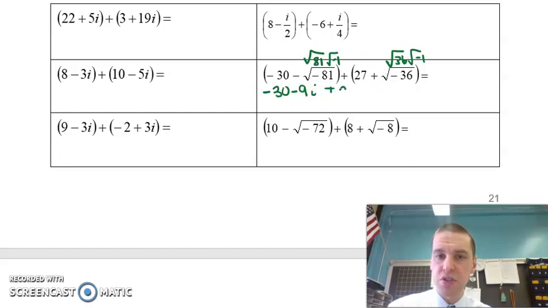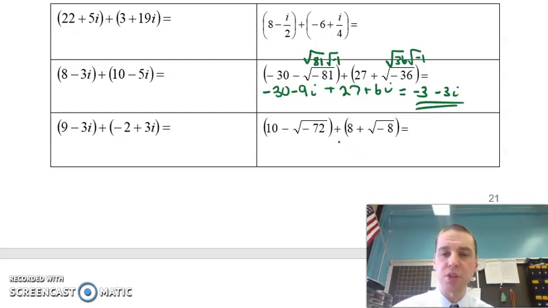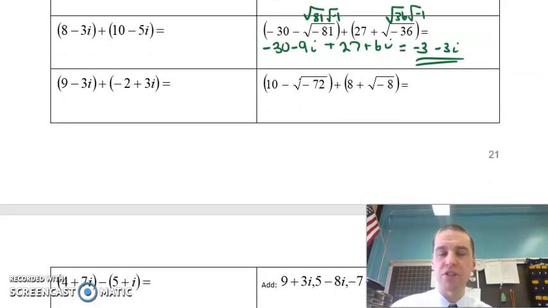Plus square root of 36, 6. Square root of -1, i. And now I'm going to add them. -30 and 27 is -3. -9i plus 6i is -3i. And there's your answer. Now down to a little more difficult one, where you have to actually simplify the radicals.